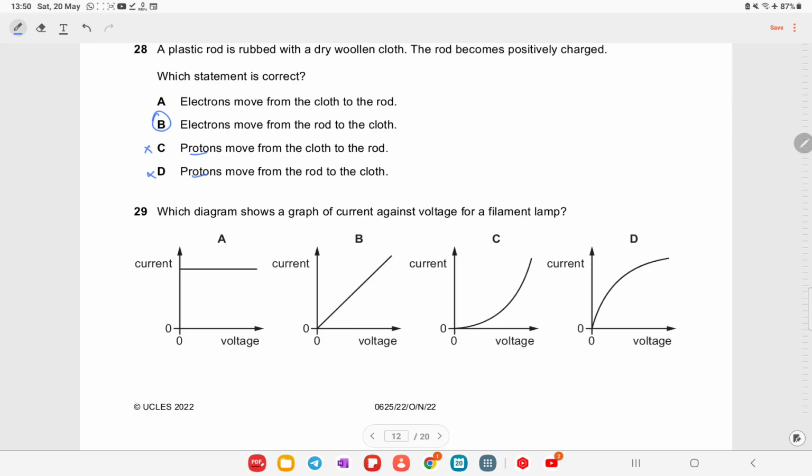Which diagram shows the graph of current against voltage for a filament? So now you remember this. For a filament, you need to understand that the graph for current and voltage is not going to be constant, and it's not going to be a straight increase either. D is going to be the right answer for this.